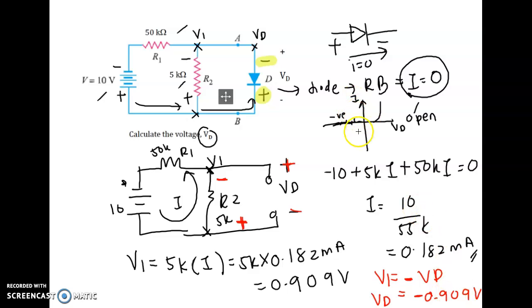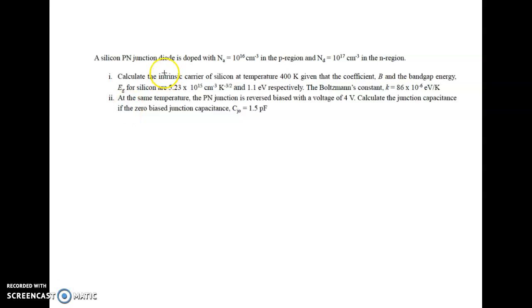So what does that mean? It means at your reverse bias, the voltage applied at the diode is minus 0.909. So your current at your reverse bias will be 0. That's why this one is reverse bias. Okay. So when you want to solve this question, check first whether your diode is reverse bias or forward bias. Okay, now let's move to the next question.